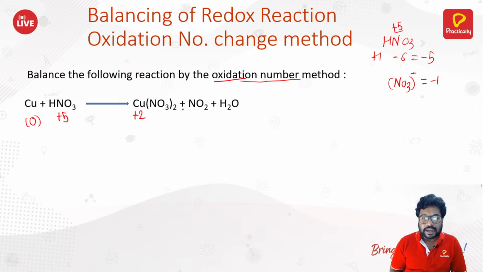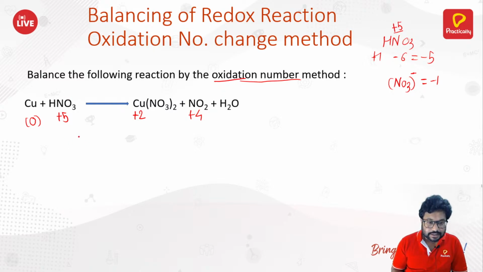Then NO2. In NO2, your nitrogen is in a +4. Now this is quite evident. Oxygen is in a -2, there are two oxygen in -2, so nitrogen has to be in a +4. Okay, now let's see decrease or increase in OS.